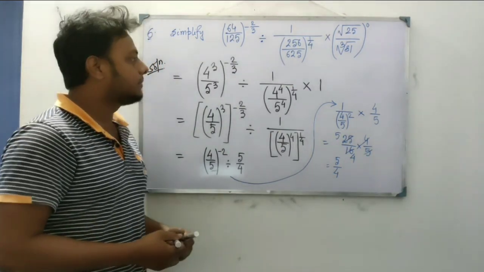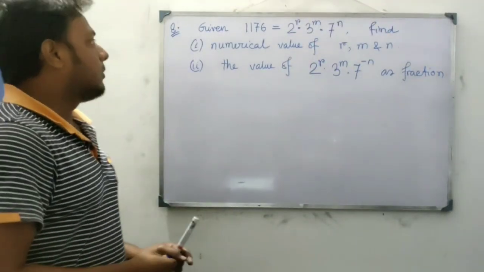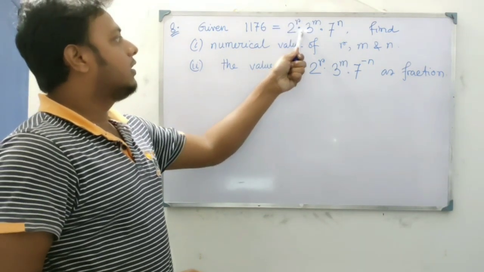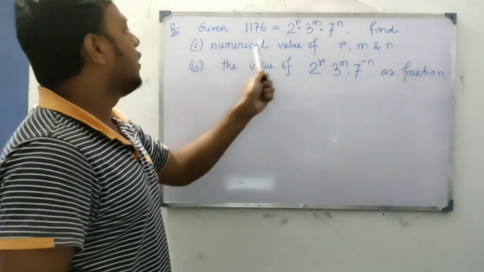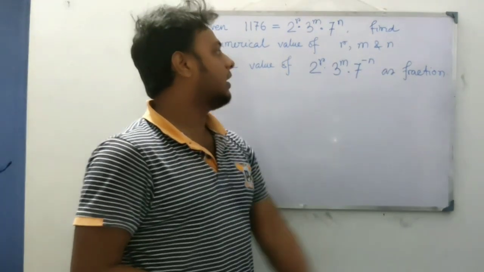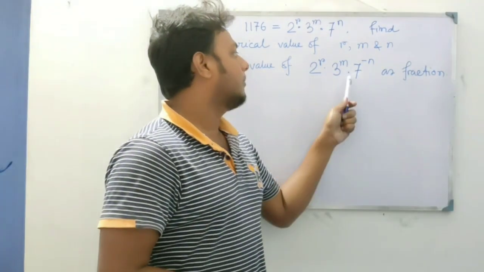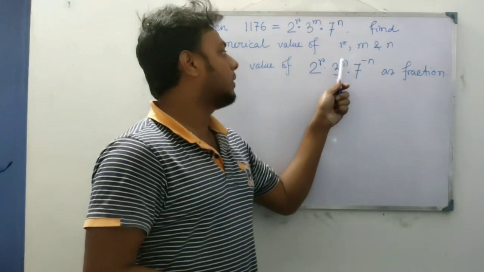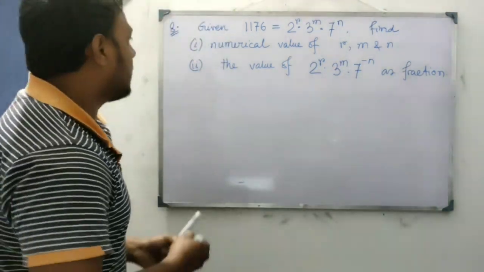Hope you understand. Next, see the 8 number problem. Given that 1176 equals 2 to the power r, 3 to the power m, 7 to the power n. Find the numerical values of r, m and n. And the second part is the value of 2 to the power r, 3 to the power m, 7 to the power minus n as a fraction. So I am solving the first one.